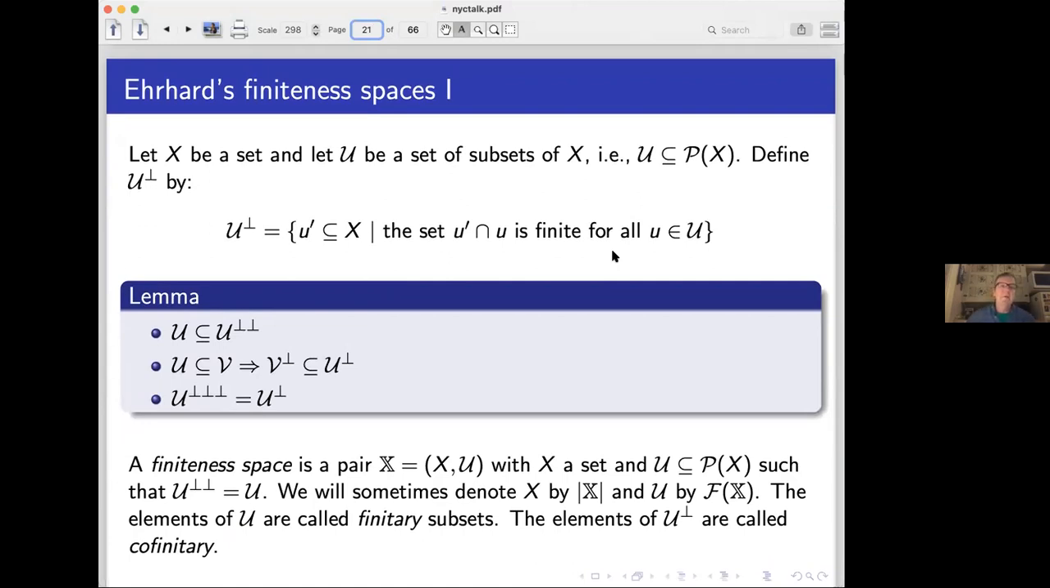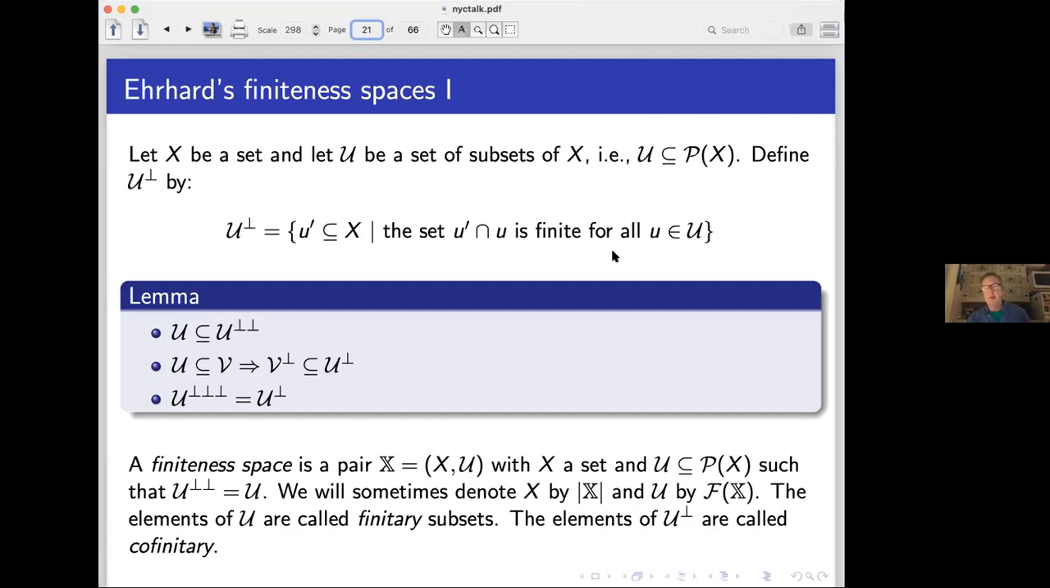So we're going to start with a set X, and we're going to let this fancy script U be a set of subsets of X. Then I'm going to define U perp. U perp is going to be all those subsets U prime such that their intersection with all the U's in U is a finite set. I'm going to leave that there for a second for you to stare at, because it takes a minute to parse this. So if you give me a set of subsets, I'm going to take every subset for which its intersection with everything in that U is finite. And that's U perp.